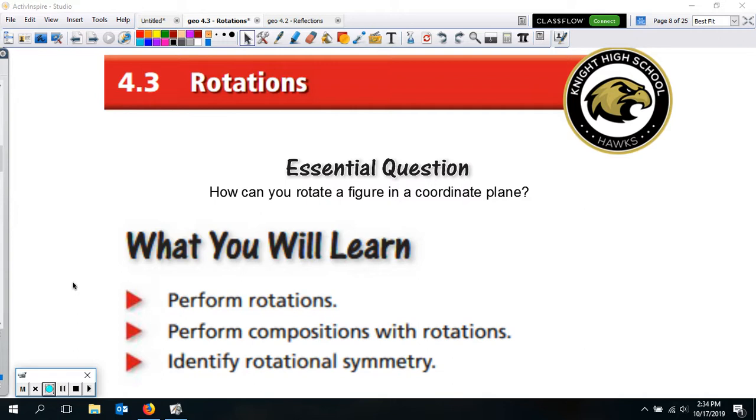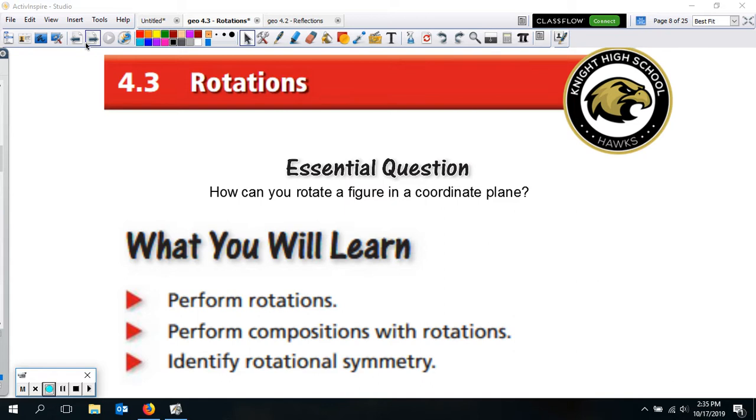So that's what that video is even going through, the different transformations with translations and reflections, and now we're looking at rotations. So we're going to be performing some rotations. We're going to be performing compositions with rotations. Remember, compositions just mean more than one transformation. So that could include a reflection and a translation with a rotation. And then we'll look at rotational symmetry. We saw kind of reflectional symmetry with reflections, but now we're going to also look at rotational symmetry.